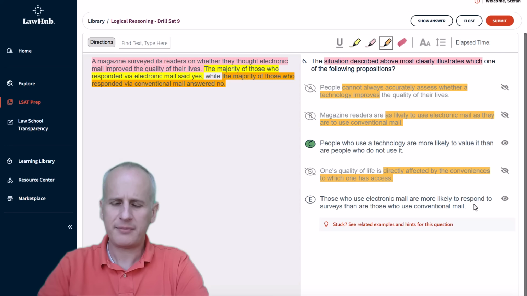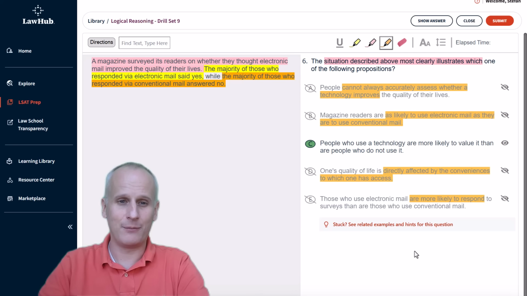And then choice E, those who use electronic mail are more likely to respond to surveys than are those who use conventional mail. Again, we don't know the quantity of the respondents for each of the two populations. So E also would need additional information. And you can see how even when the task is a little bit unconventional, we're still able to fit it into one of our common paradigms so that we're able to efficiently work through the individual problems without creating new processes. As you saw here, by using the inference process, even though it's kind of asking for what the situation describes with question 6 of drill set number 9.